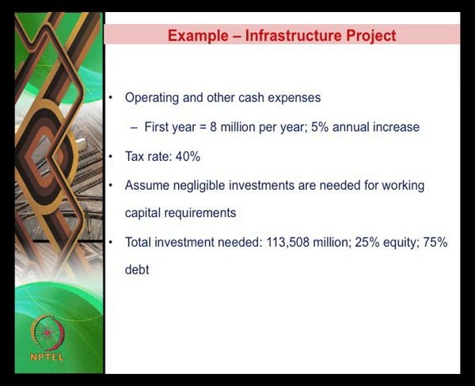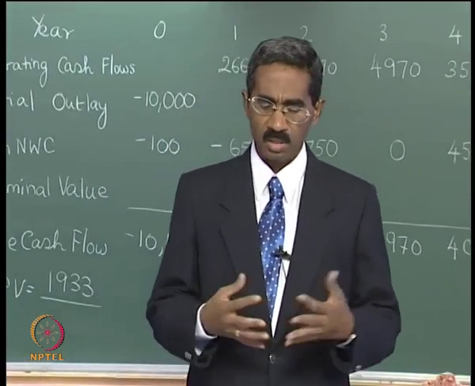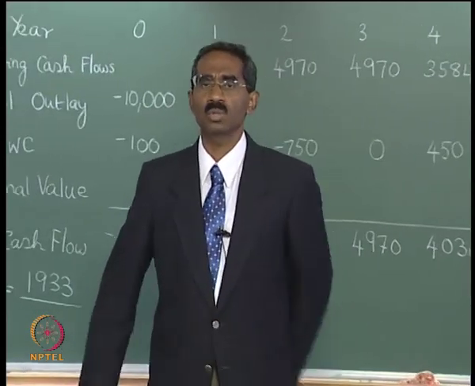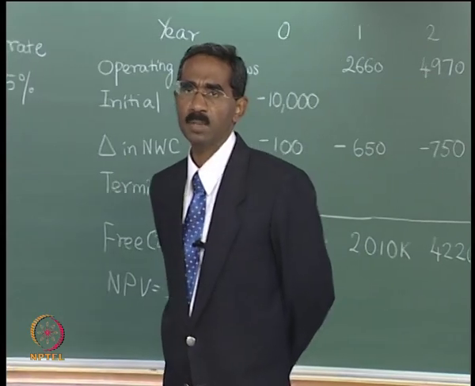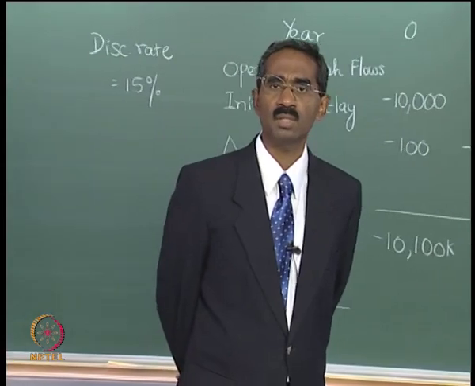We also have to account for the operating and other cash expenses. Earlier we talked about the natural gas. Natural gas is just the fuel expense, but in addition to that there might be several other expenses. For example, salaries have to be paid, there would be expenses related to administration, there could be expenses related to office, and so on. So there are several other expenses, and we assume that in the first year these expenses amount to about 8 million per year, and we also estimate that these expenses will increase 5% on a yearly basis.